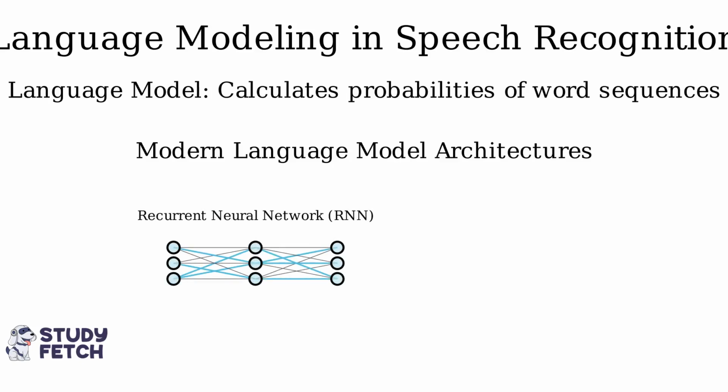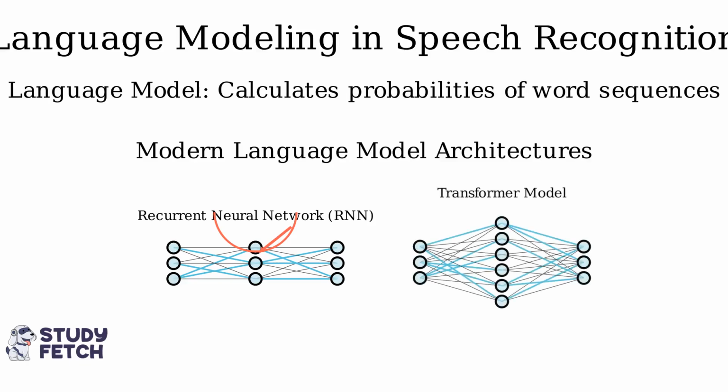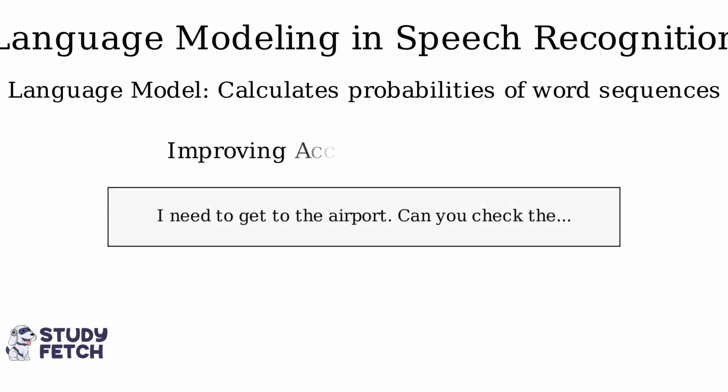Recurrent neural networks, or RNNs, maintain a memory of previous words through feedback connections. Transformer models use attention mechanisms to capture long-range dependencies between words, significantly improving recognition accuracy. Language models excel at resolving ambiguity in speech by considering conversational context.